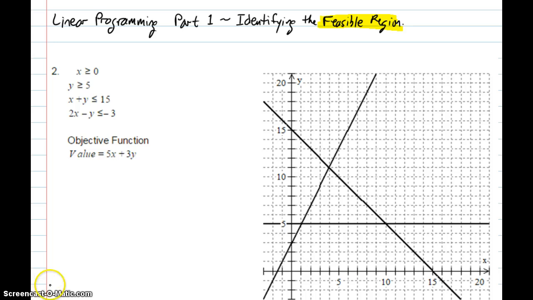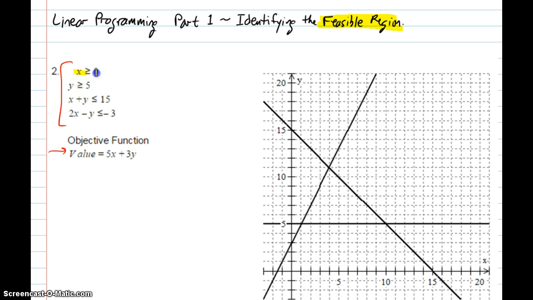So for example, I'll look at number 2 from the classwork on October 28th. I gave you a problem that had 4 inequalities, that's these guys here, and an objective function. And what I want to do is first just make sure that we can find the spot on the graph that makes all of those inequalities true. So let's talk about that a little bit.